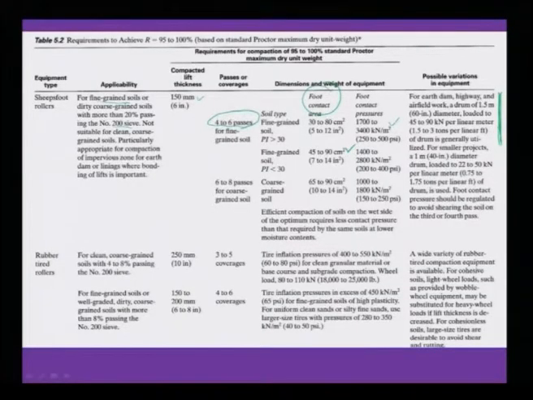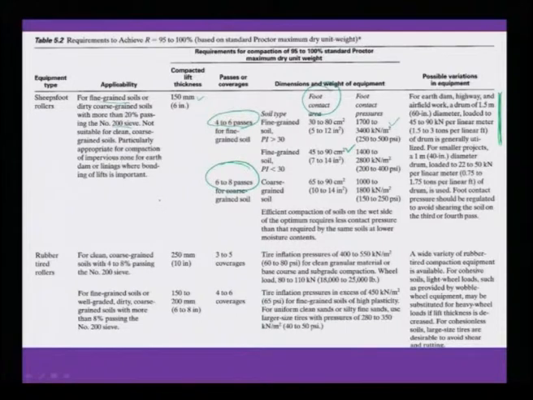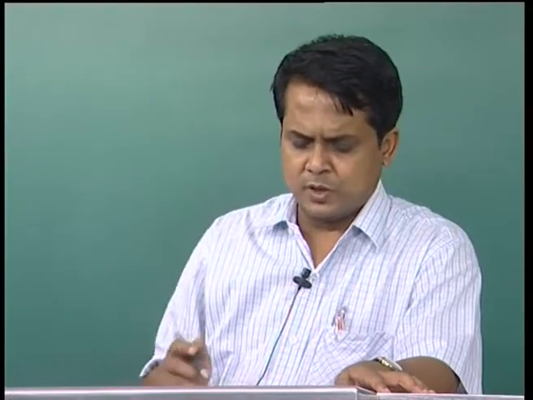Now, for coarse grained soils with fines, if you are using sheepsfoot rollers, what are the passes? The permissible passes, which generally give better results, are 6 to 8 passes. Then the next one is rubber tired rollers. Rubber has been placed over the drum, so rubber is tied with these rollers. It is used particularly for clean and coarse grained soil.